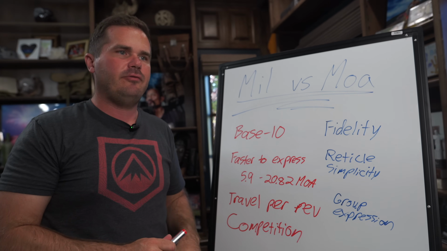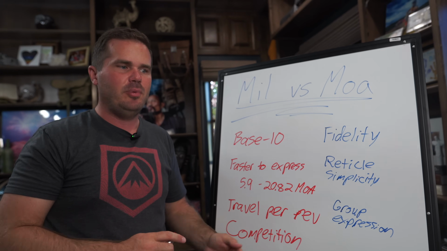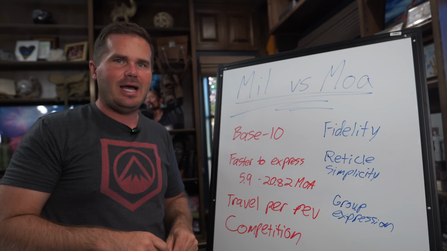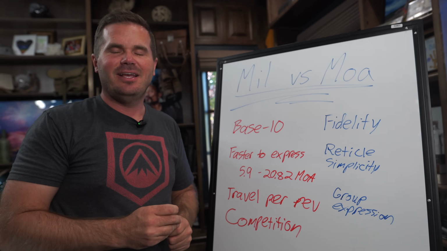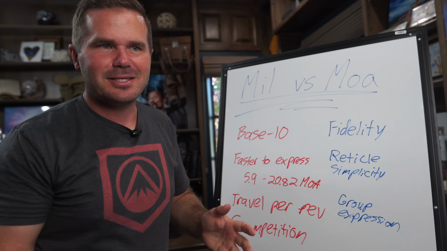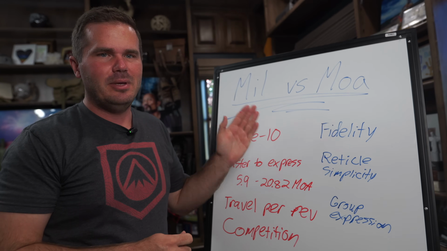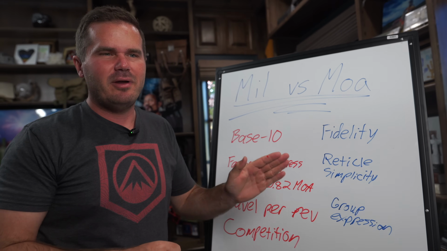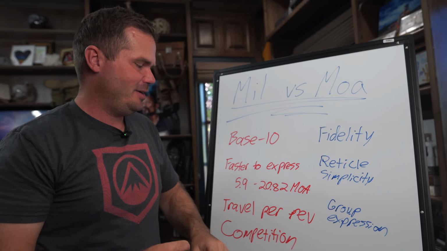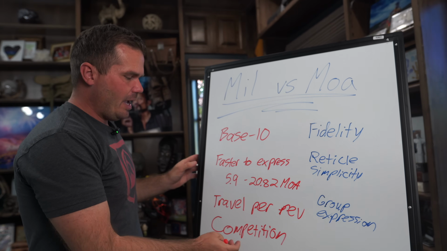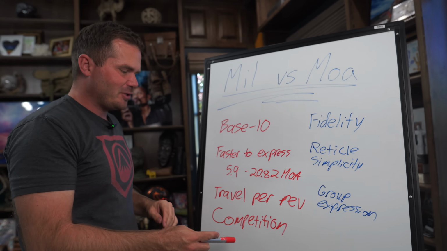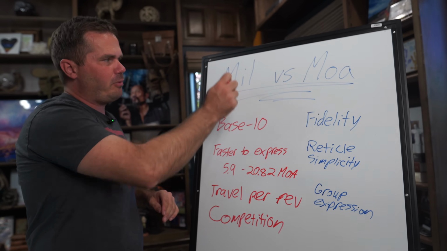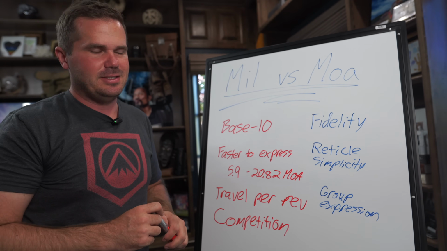Because of that, if you're the one guy with the MOA scope, somebody's going to say, I held a half mil of wind, and you're going to be like, oh, wait, how do I convert that? You can do it pretty easily, by the way. If you take mil multiplied by 3.5, you're roughly going to get your MOA. But if you ever think you could shoot a little local competition, maybe someday in the future, I think you probably want to go with the mil system.